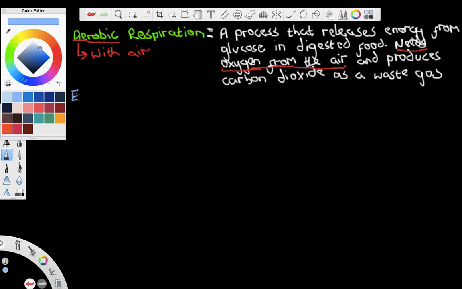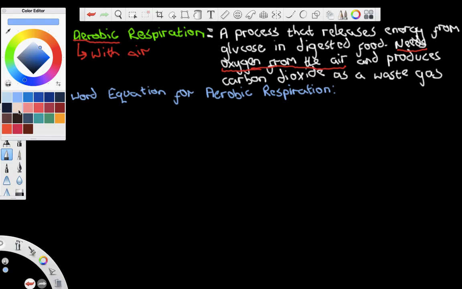So we can say a word equation. Oh, no, we need to add that back. So word equation for aerobic respiration. Now, any equation that we write always has reactants and it has products.